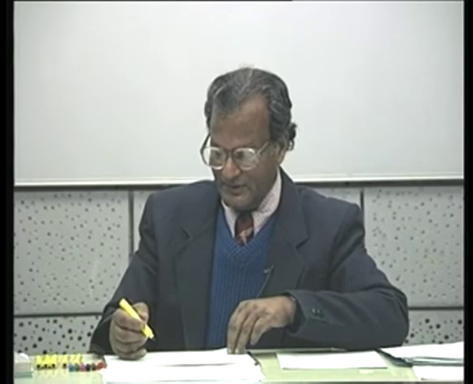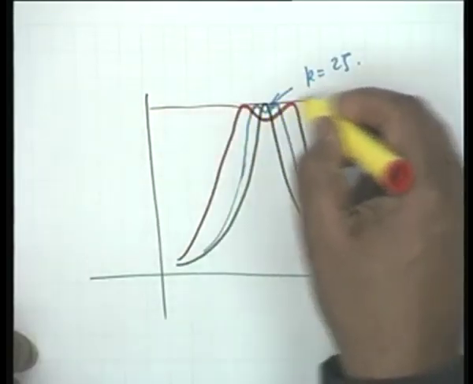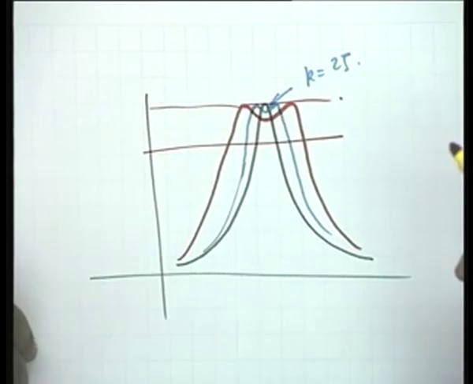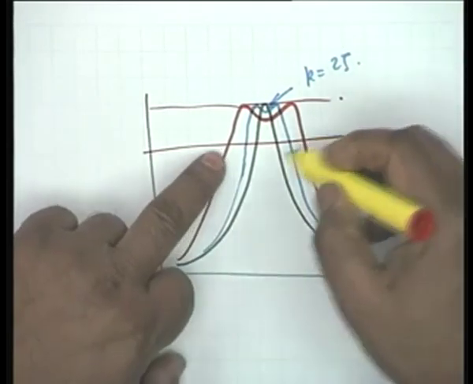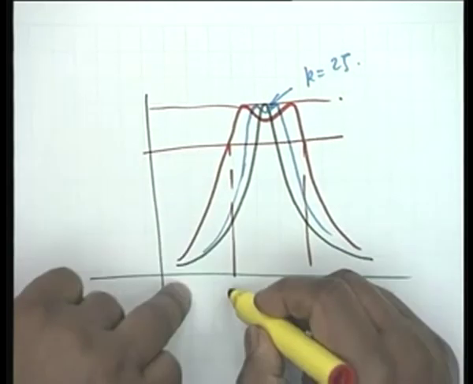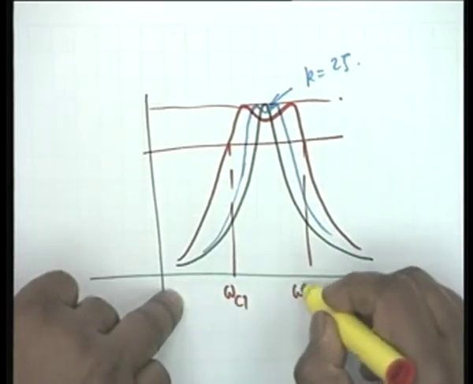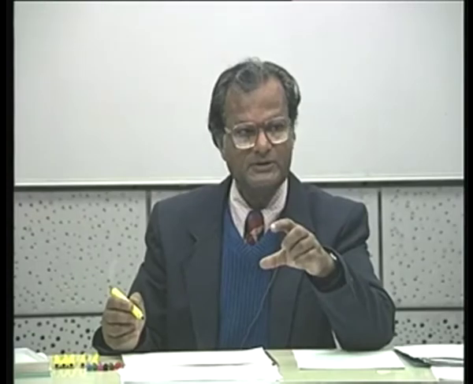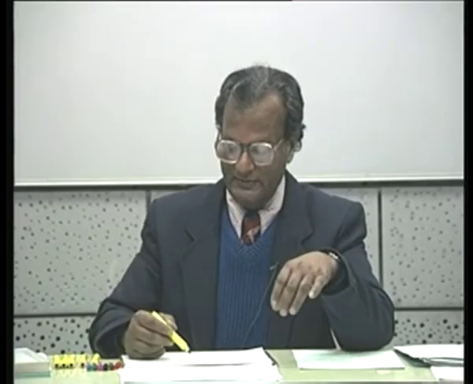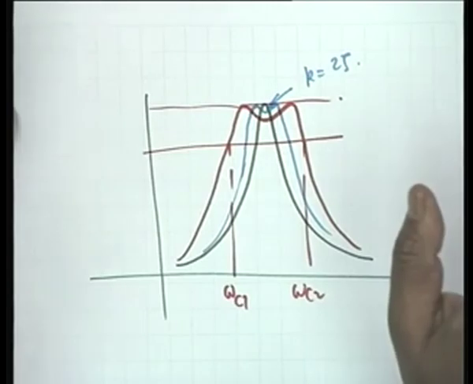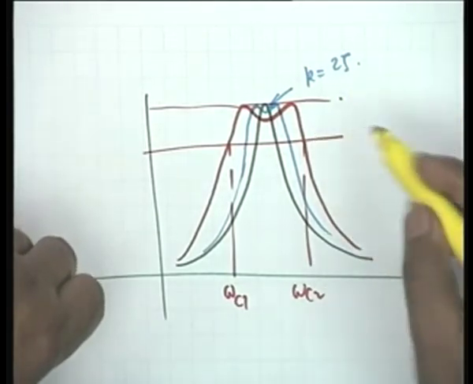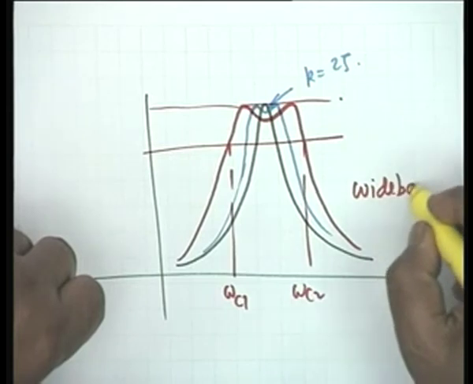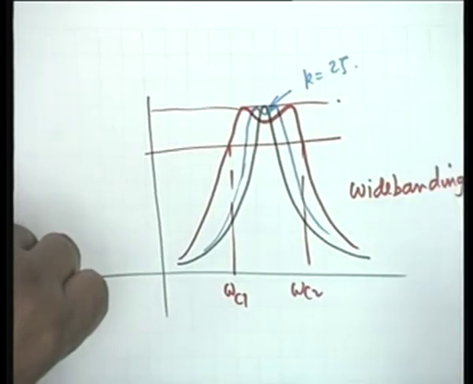Okay. Now what I said was the case would be of maximum interest when, between the two half power frequencies, omega C1 and omega C2, the amplitude response, the magnitude response, lies within 3 dB. If this dip goes below 3 dB, then we lose interest. Okay, and this is used for so called wide banding techniques, wide banding.